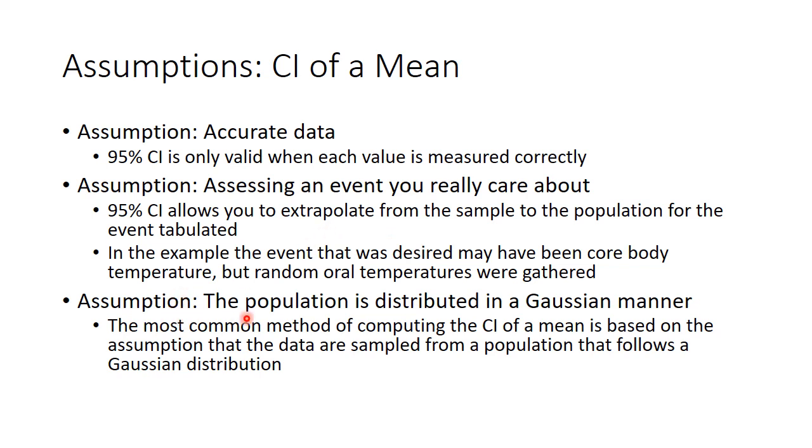And then the population should be distributed in a Gaussian manner. The most common ways we can do this are based on the assumption that we're coming from a Gaussian population. There are some tests you can do to test for normality, as we'll see a little later on. But again, this is the other assumption. You'll find that there are certain tests you can do for non-normally distributed data, but we'll look at that later on in the class.